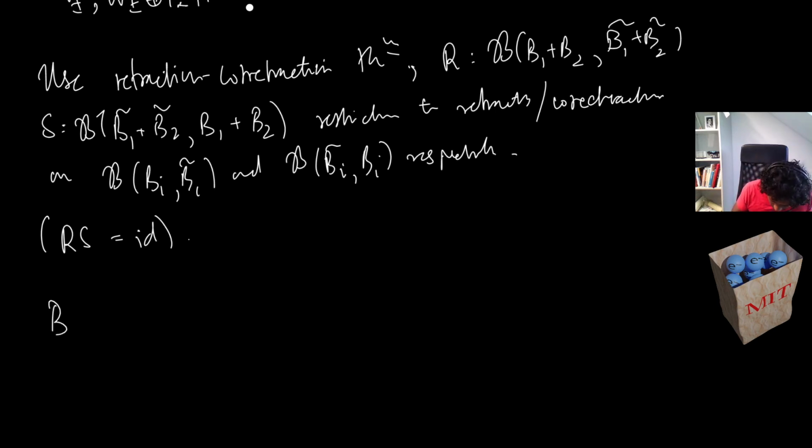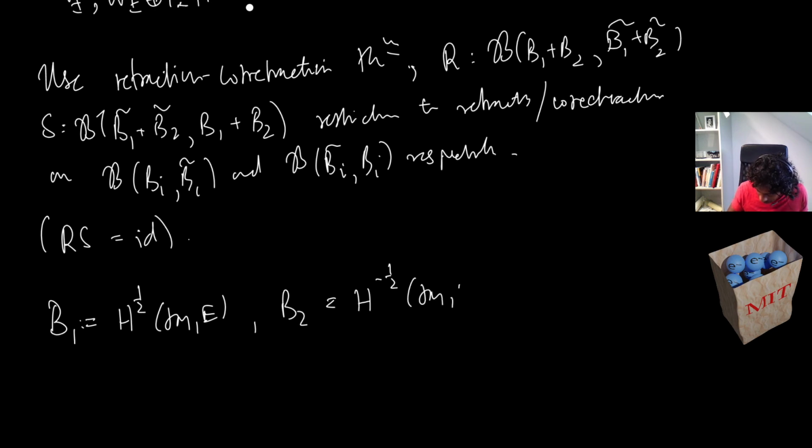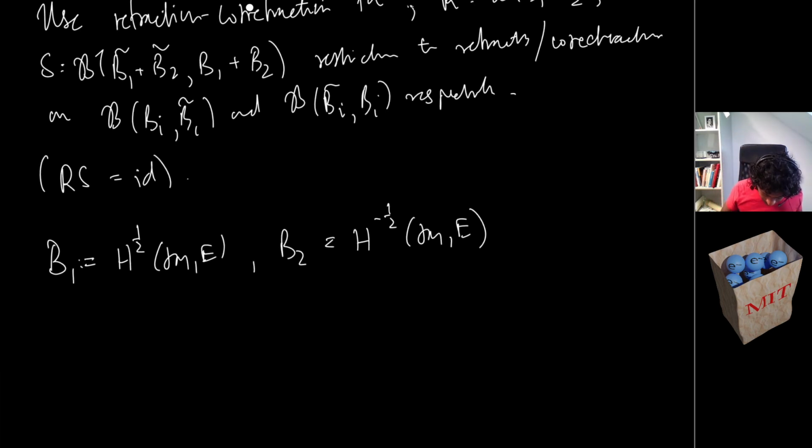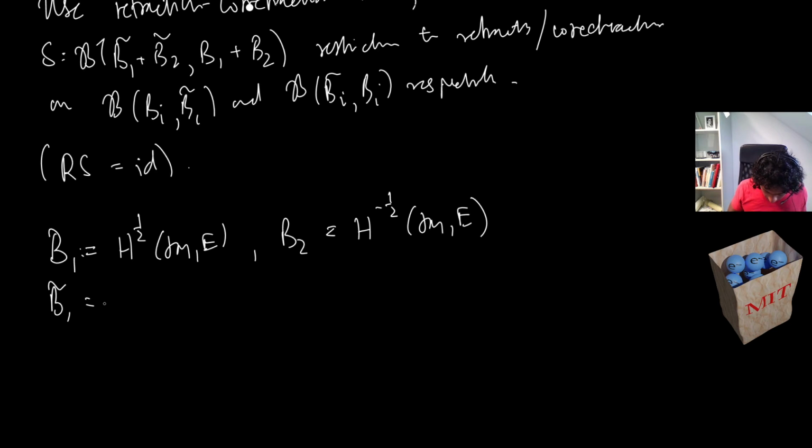So let's make some choices for our spaces. B1 is going to be H half, B2 is going to be H minus a half. Of course they're an interpolation couple with the choice B3 being H minus a half. And B1 tilde I want to be equal to V plus minus a half, and B2 tilde is going to be V plus minus negative a half, okay?